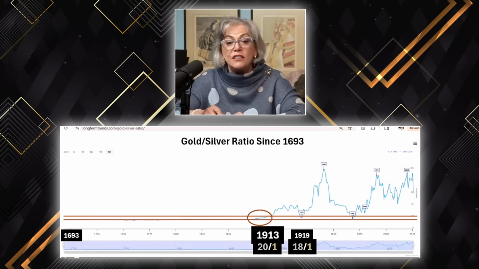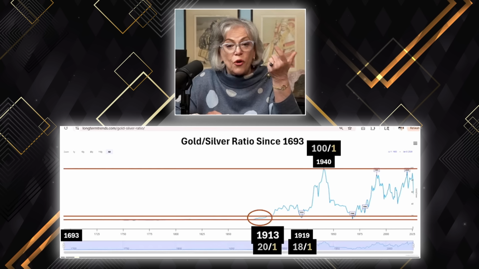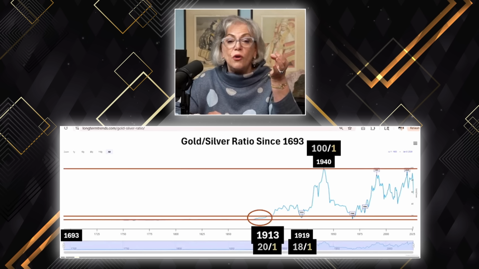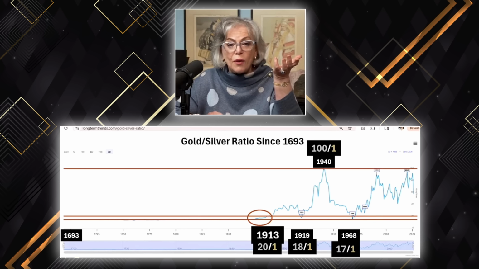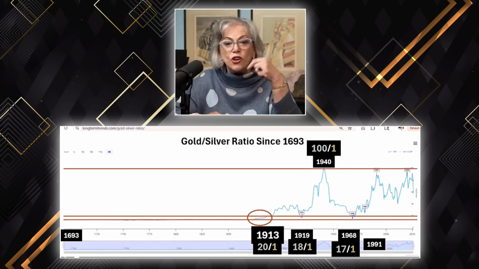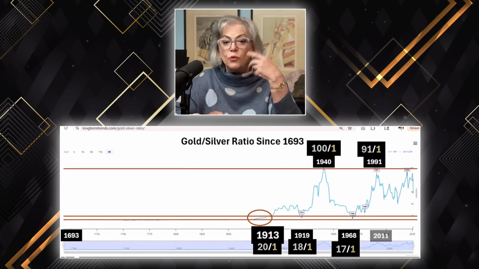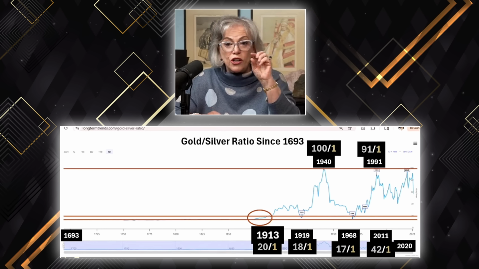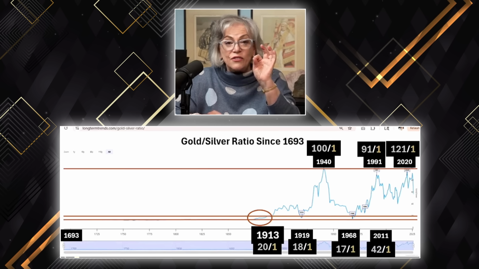But let's look at this more closely, because you can look on this chart and you can see when it hits a bottom and also when it hits a top. So in 1940, that ratio was 100 to 1. And then, of course, it drops back down to 17 to 1 and then back up. Right? And testing it, 91 to 1, etc., and on. And we're going to look at this more closely just so you can see these patterns and how they've shifted.